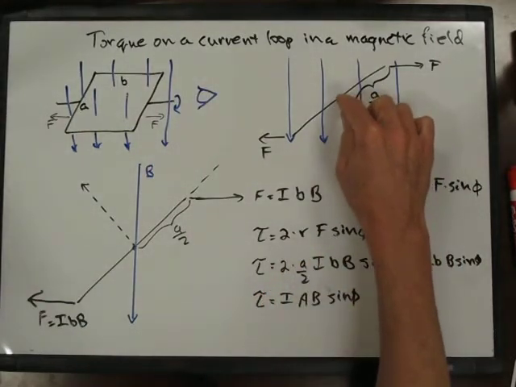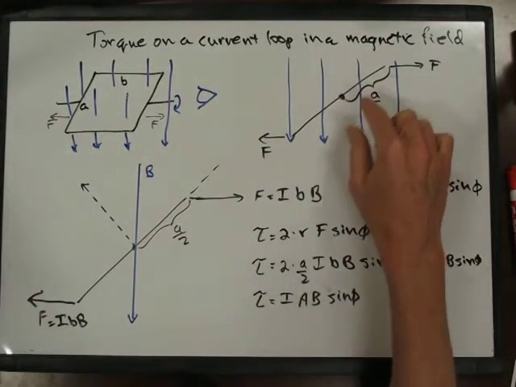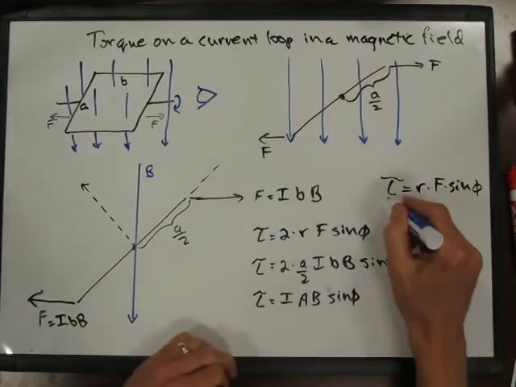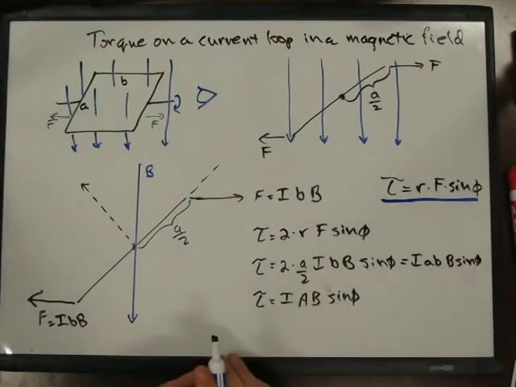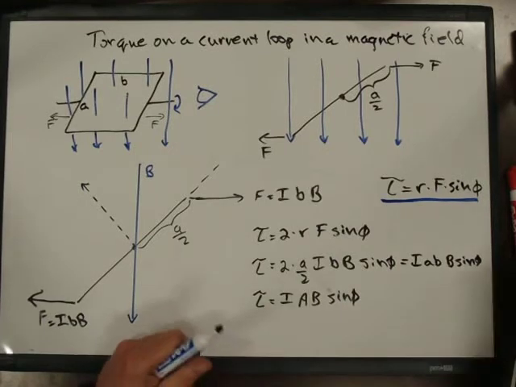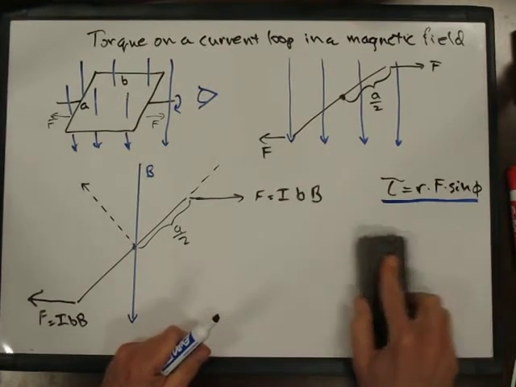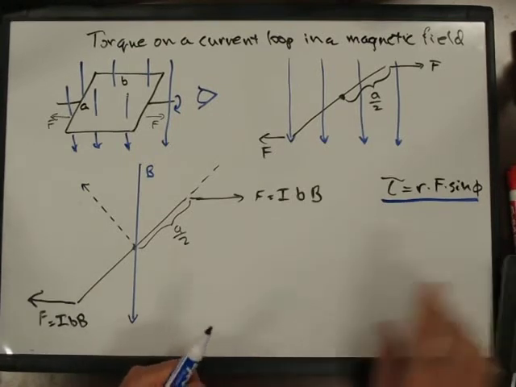And so if it's spinning about this axle, we can calculate the torque. Because if you remember, the formula for the torque is R times F times the sine of the angle between the R and the F. And so let me erase this and I'll come back to it here in a second. You can look at it if you want to.